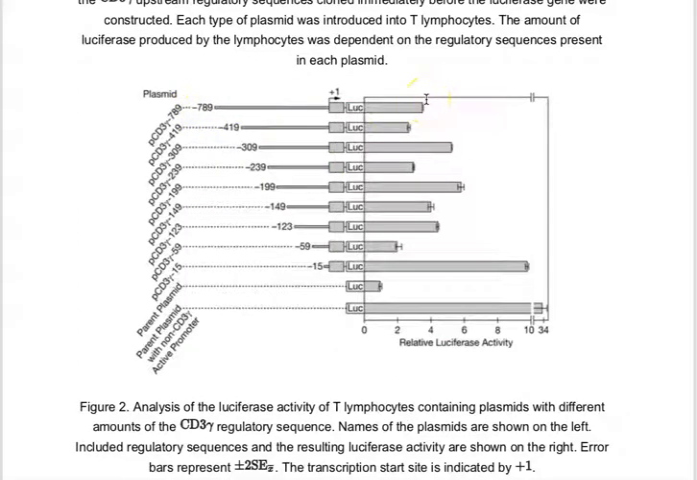You can see here in the fragment that contains 789, I'm guessing base pairs, the activity of luciferase was around 4. The 419 one produced a little bit less luciferase activity, around number 9. This one over here, PCD315, produced a whole bunch of luciferase activity, around 10. So you can see how each one of these fragments in different plasmids is producing a different reaction in luciferase activity in the T lymphocytes.